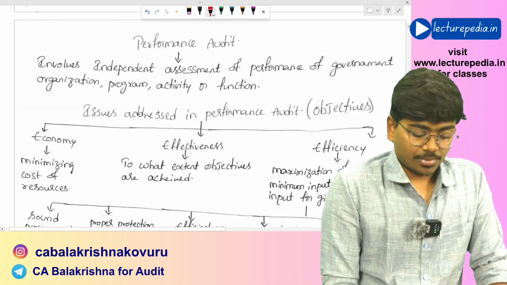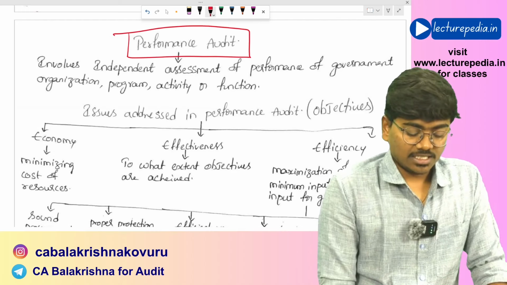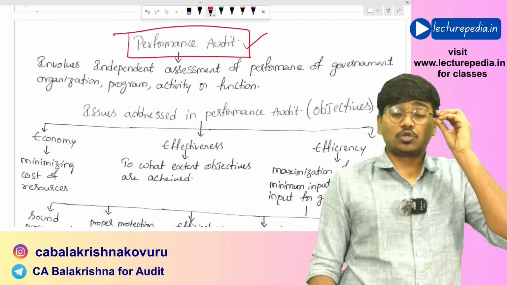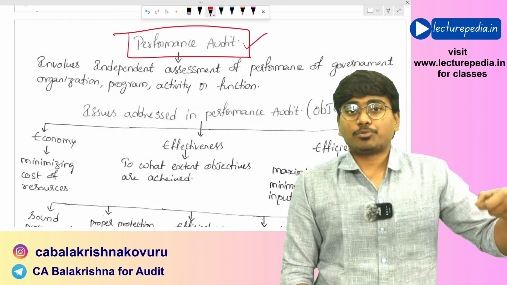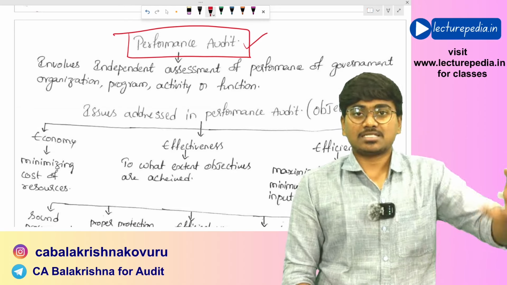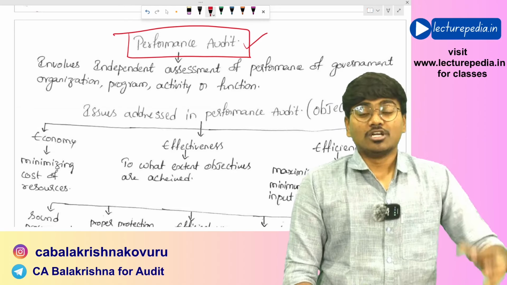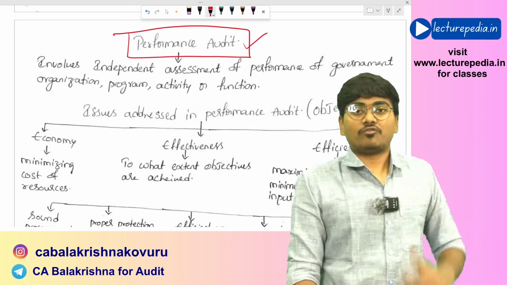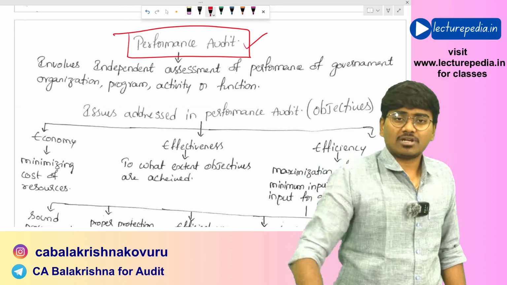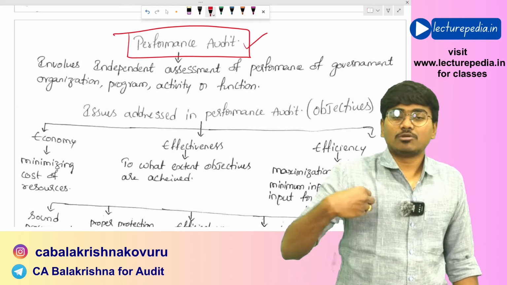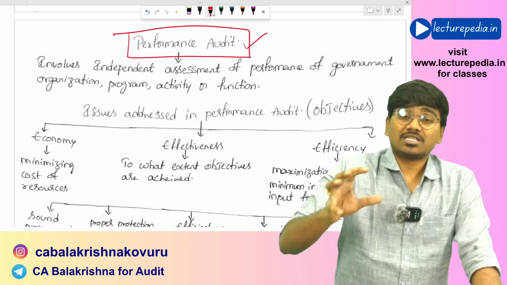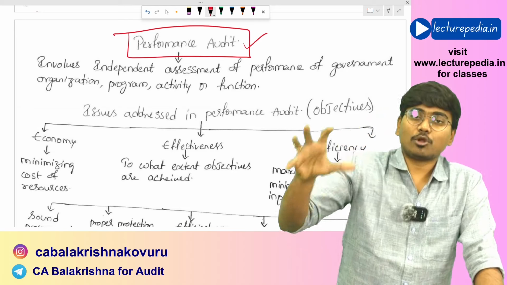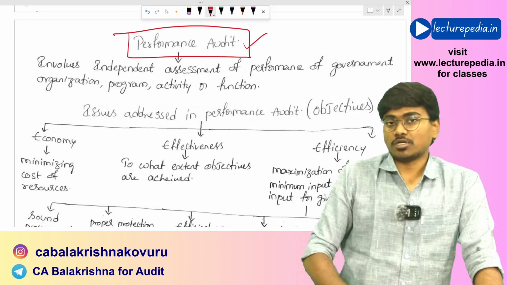Next, performance audit. Now this performance audit will generally be conducted to verify whether the government programs and government policies are working properly or not, and whether the desired results of the government policies are being achieved. The government will be coming up with various policies and various schemes. What is the result, and are they working properly or not? To check that, performance audit will be conducted.